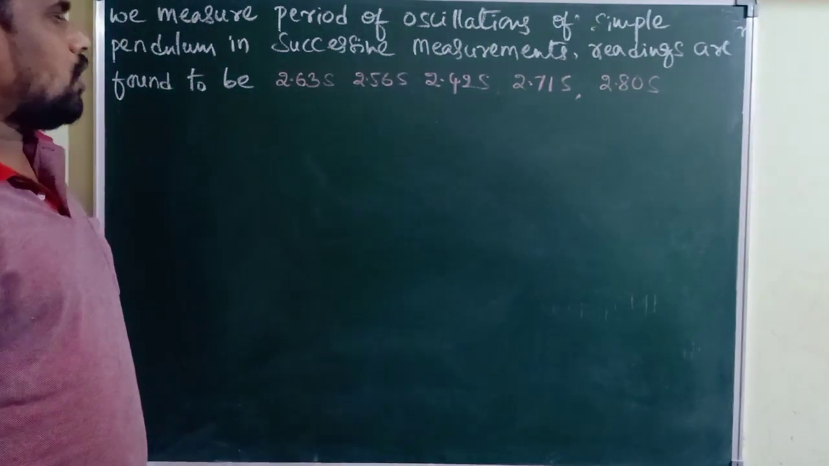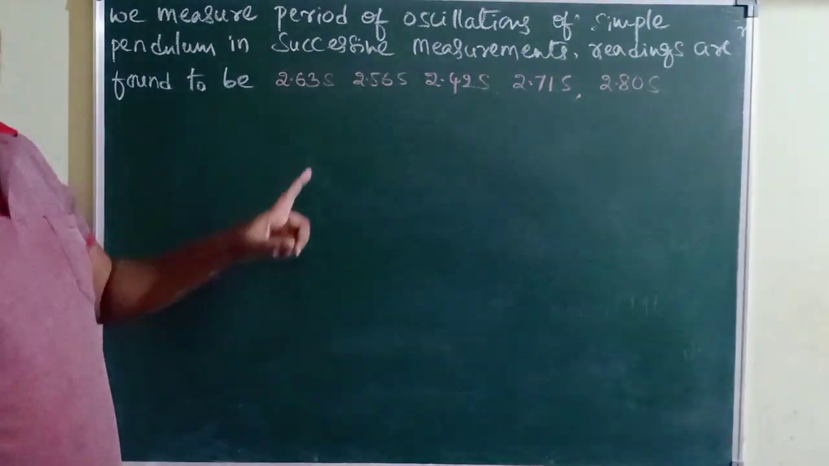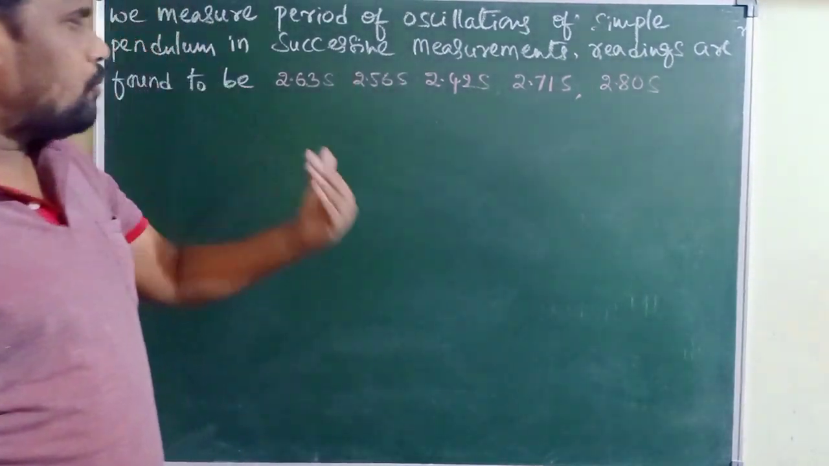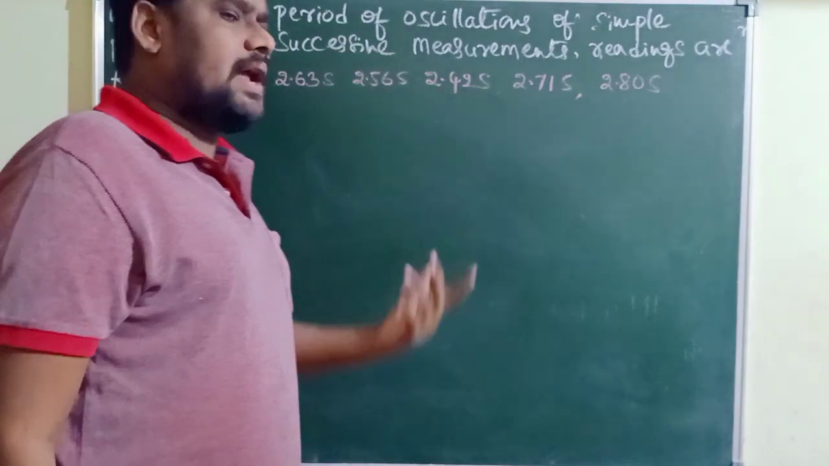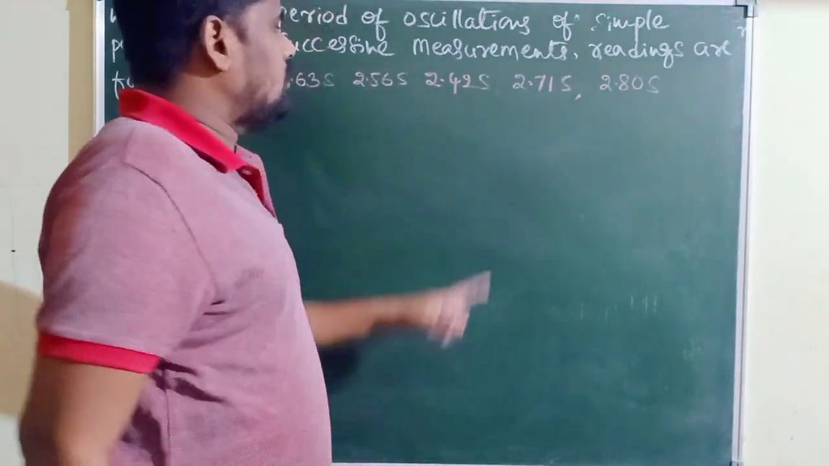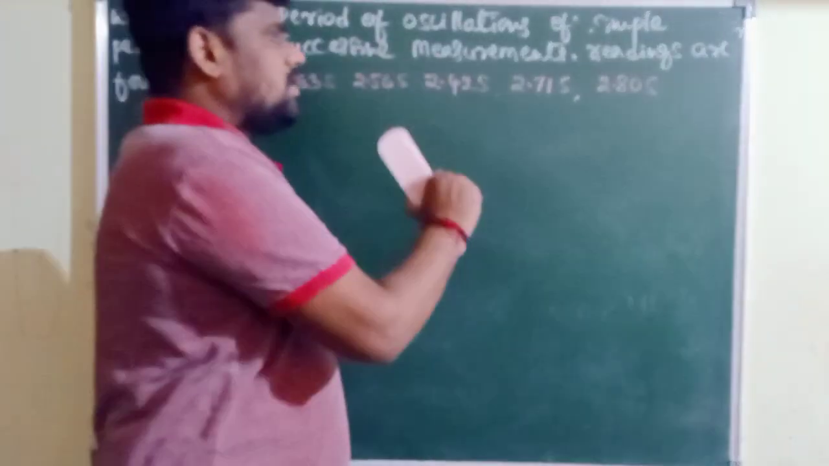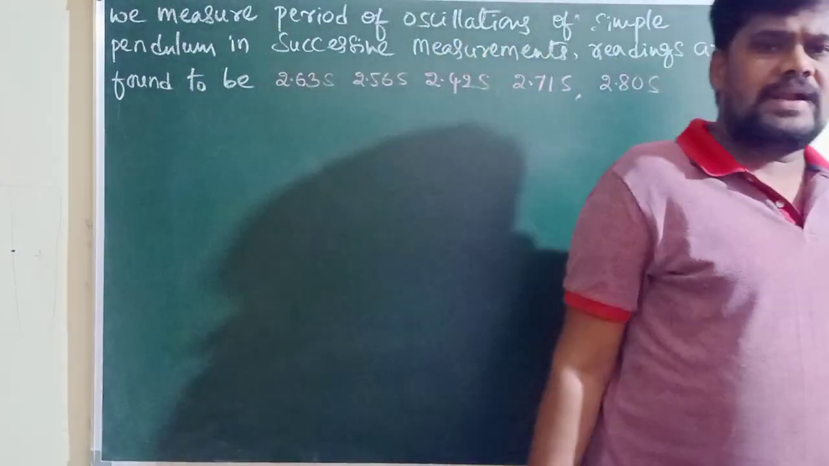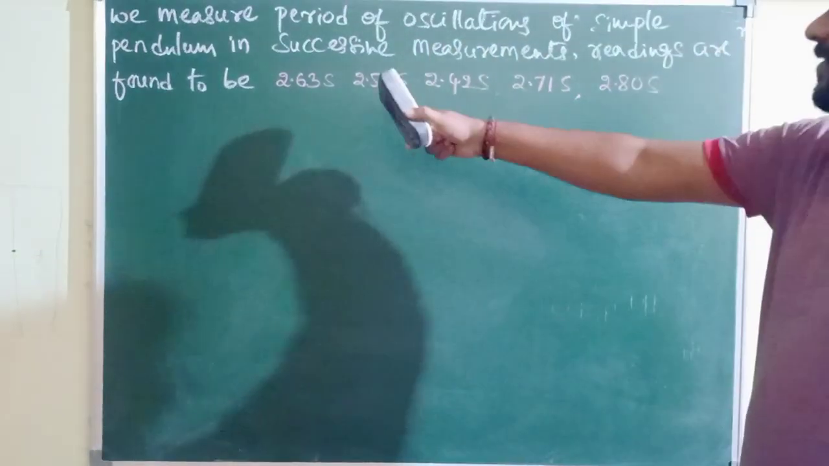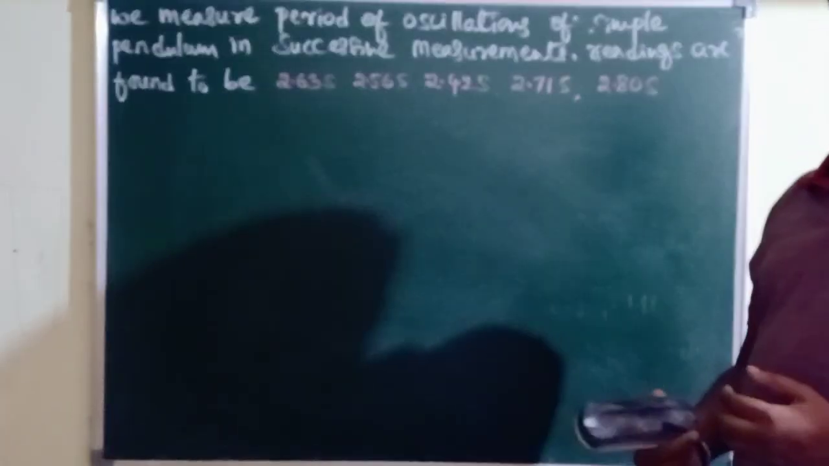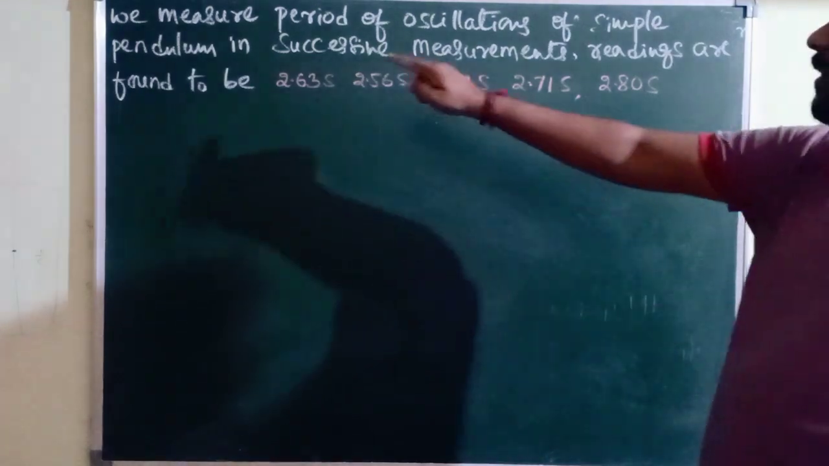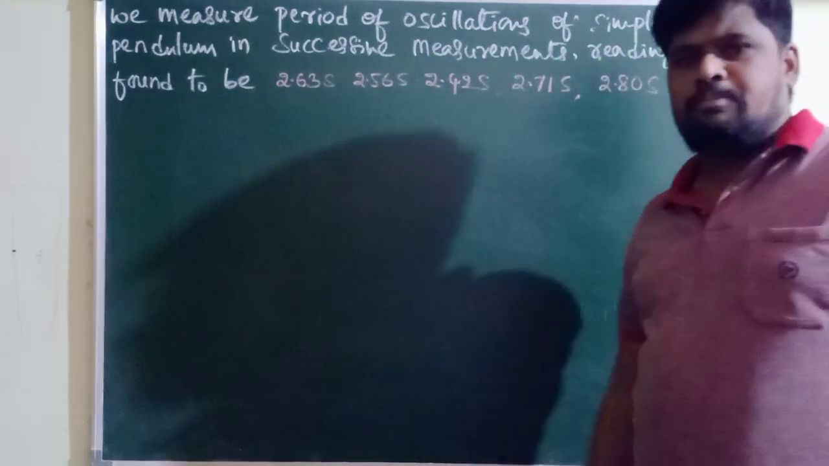First trial we got 2.63. Second trial we got 2.56. Third trial we got 2.42. Fourth trial we got 2.71. In the last trial we got 2.80 seconds. These are the time periods of the simple pendulum in successive measurements.